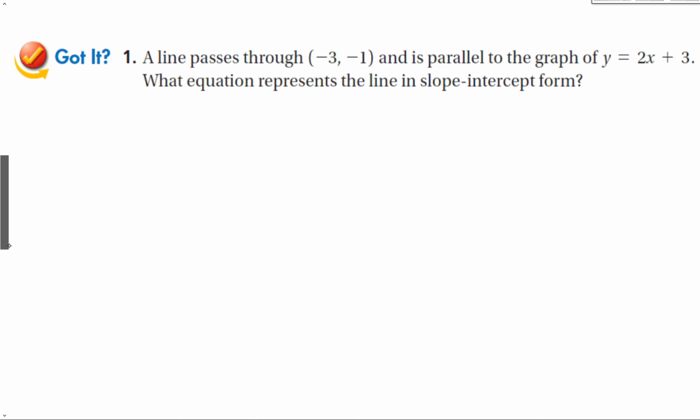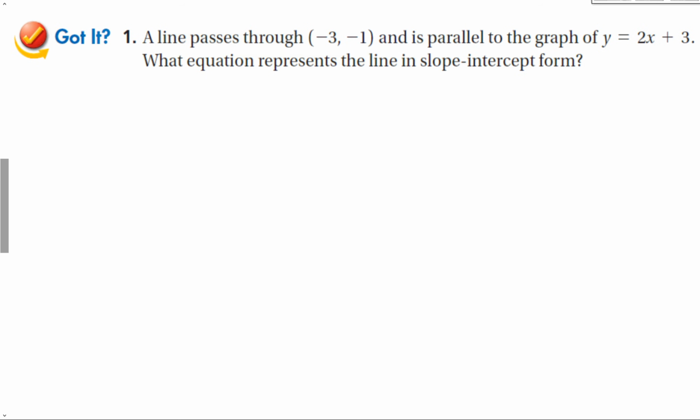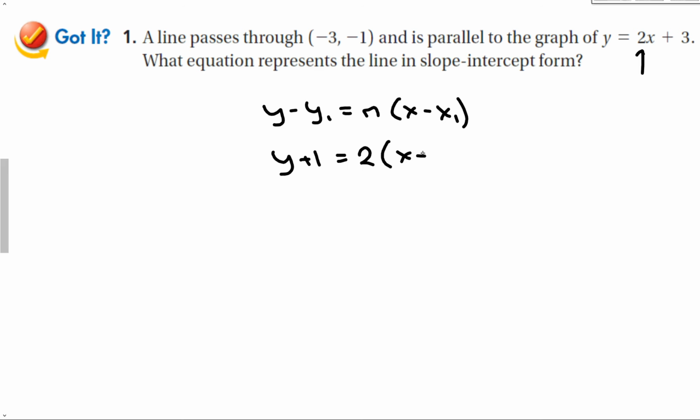Let's try a got it problem. So here's another point and a line parallel to this line, which means I have a slope. Same idea, point-slope: y minus y1 is equal to m times x minus x1. Just be careful with the negatives here. It turns into y minus -1, so that turns into a plus, is equal to the slope, which is 2, times x plus 3. Distributing the 2 gives me 2x plus 6. Subtracting the 1 from both sides gives me y is equal to 2x plus 5.